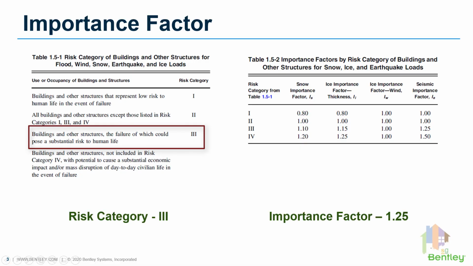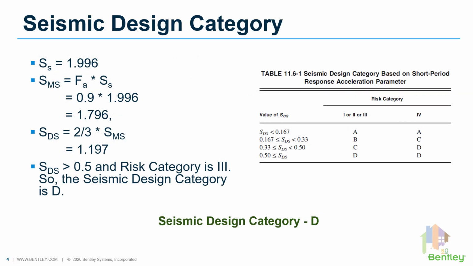Now, depending on the occupancy type of this building, risk category is 3, determined from table 1.5-1. Seismic importance factor is 1.25 as mentioned in table 1.5-2. Now to calculate the seismic design category from table 11.6-1, we need the SDS value. This can be calculated based on the SS and SMS value, and the value comes as 1.197 if we calculate it using these formulas. For this value, seismic design category is D.